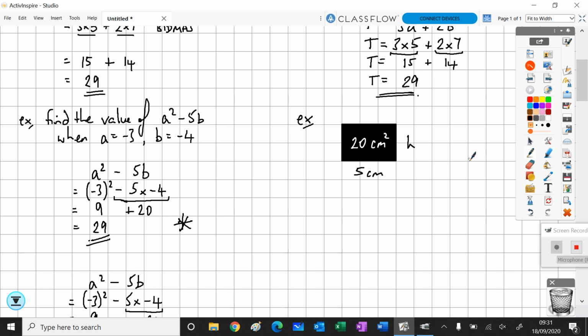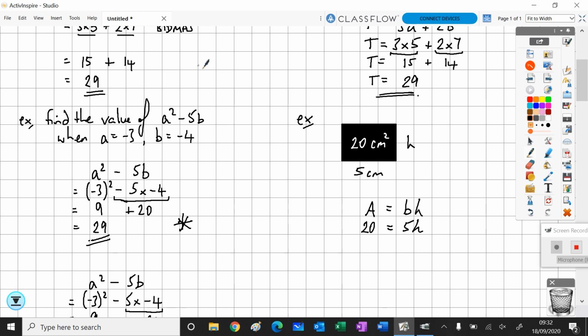You should know how to work out the area of a rectangle. Base times height is how you work out the area of a rectangle. And so you can see fairly quickly, I think, that the height is 4 centimetres. That's not the point that I'm trying to make here. You write out the full formula for the area of a rectangle, not just base times height, but area equals base times height. And you now substitute in the values that you've been told. 20 equals 5h.